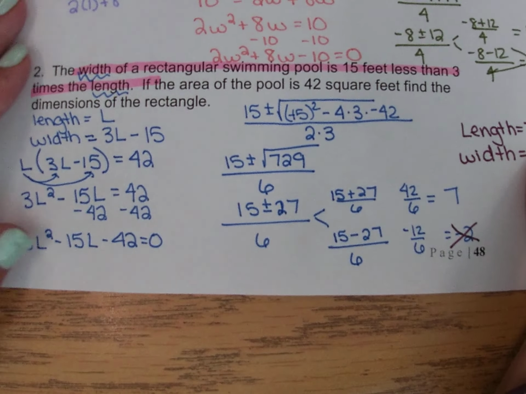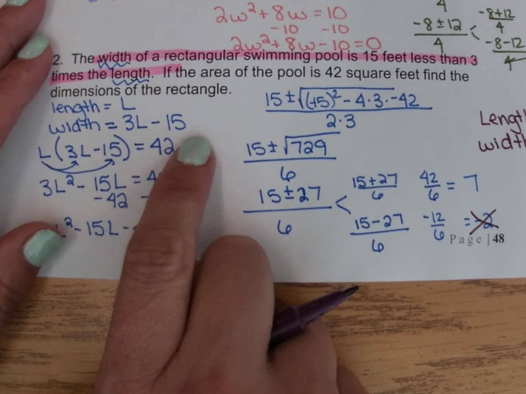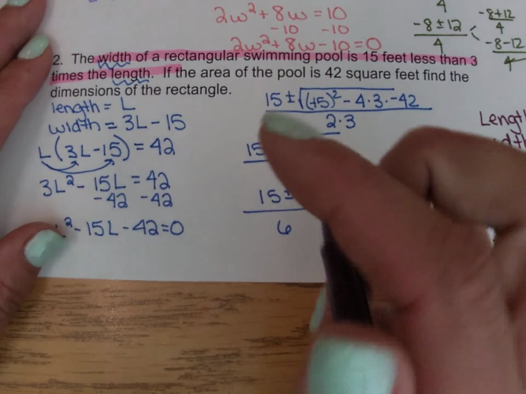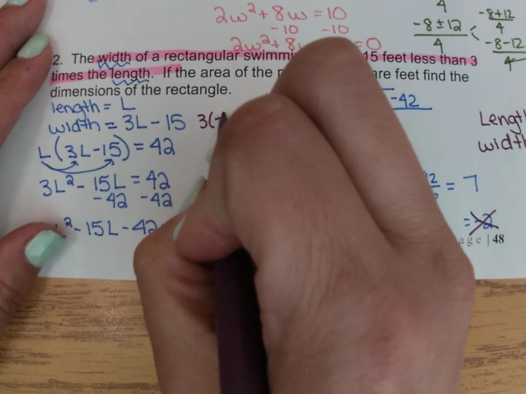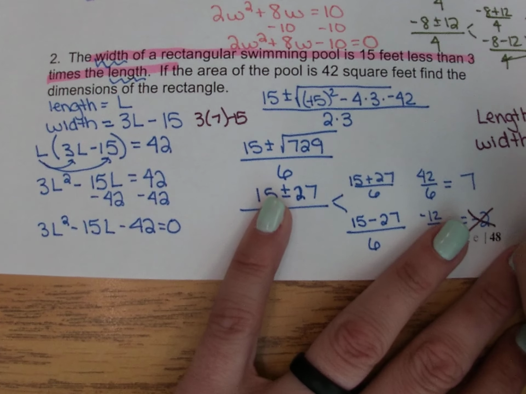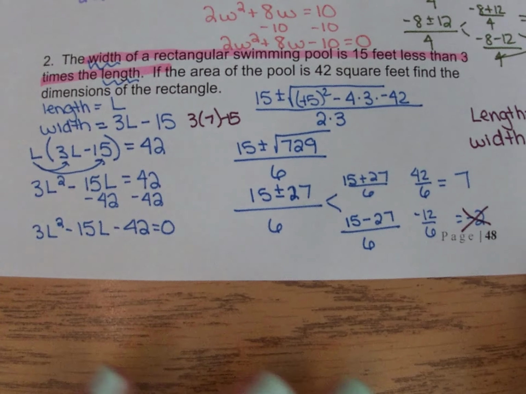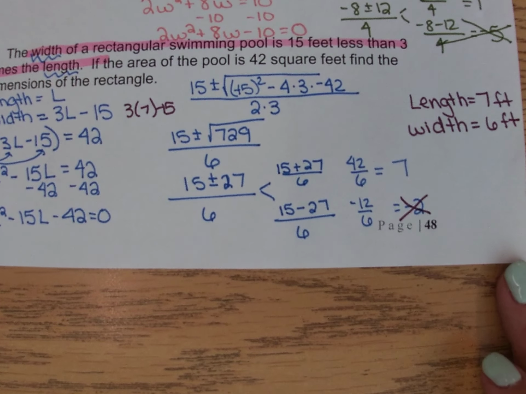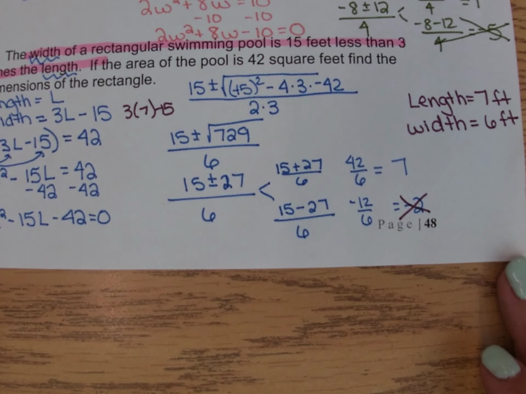To find my width, I need to plug that 7 into what I defined my width to be. So I need to say 3 times 7, which is 21, minus 15, which is 6. So my length will be 7 feet, my width will be 6 feet.